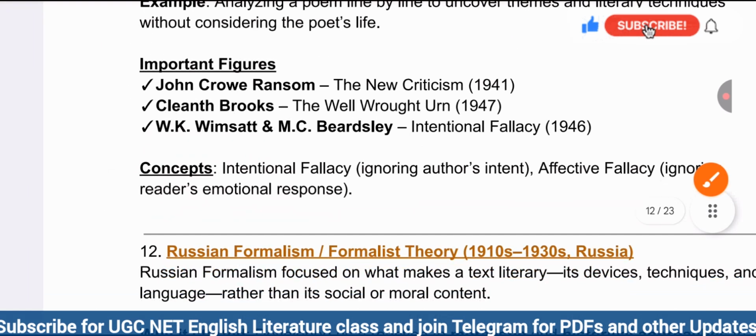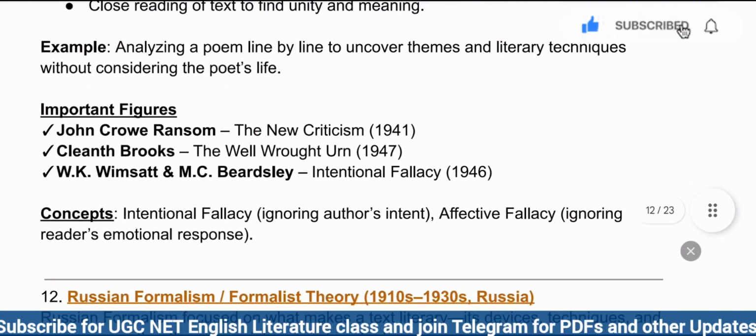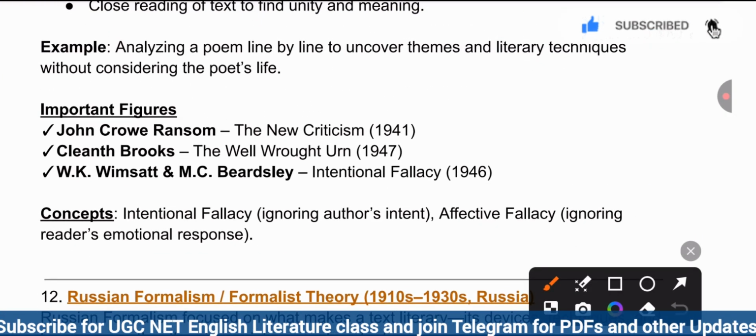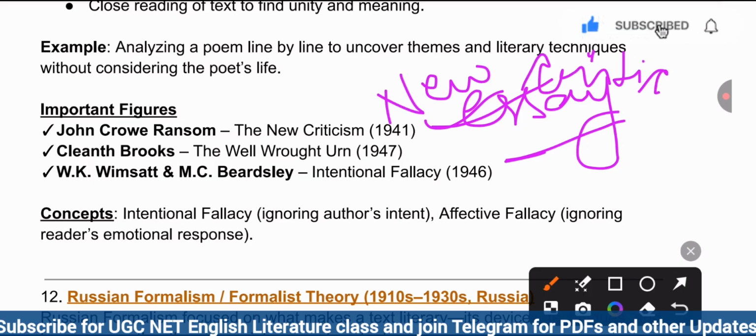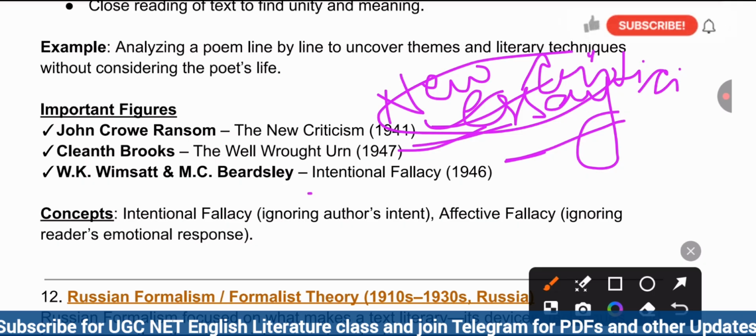And the major contributors, figures: John Crowe Ransom, J.C. Ransom, The New Criticism, 1941. It was actually an essay that emerged as a part of New Criticism. We find this word new criticism. Cleanth Brooks, The Well-Wrought Urn, very, very important work. W.K. Wimsatt and M.C. Beardsley, Intentional Fallacy and Affective Fallacy, they both talked about.